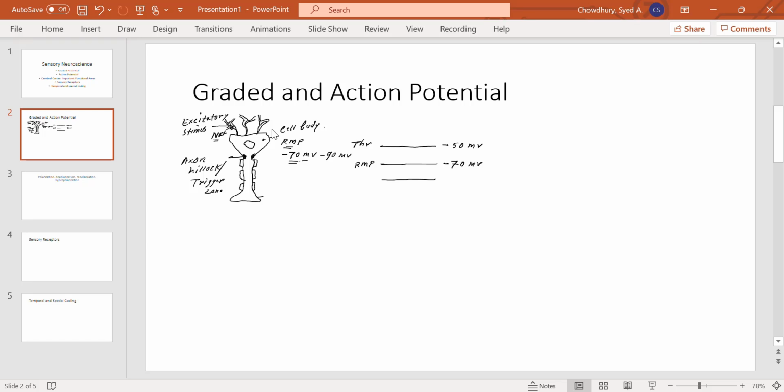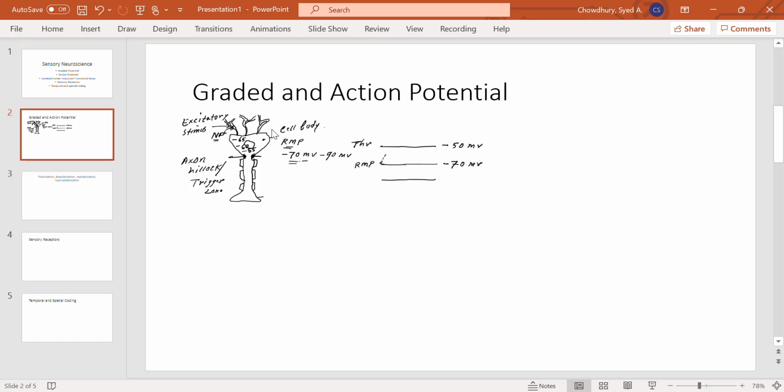And when the sodium will get in, sodium is positive, so the resting membrane potential will start to move towards positive, right? For example, after some sodium influx took place, or sodium entered into the neuron, here from minus 70 you got minus 65. Here you got minus 60 if the stimulus is stronger. If the stimulus is more stronger, it will go to minus 55.